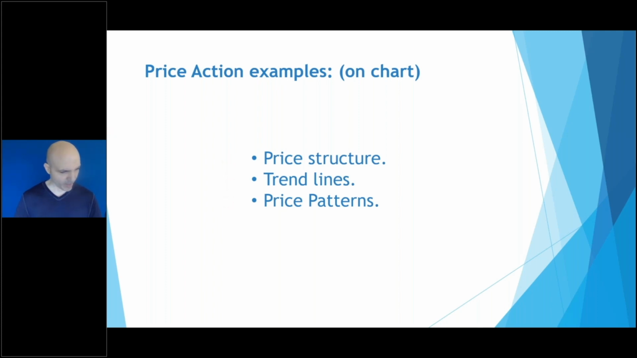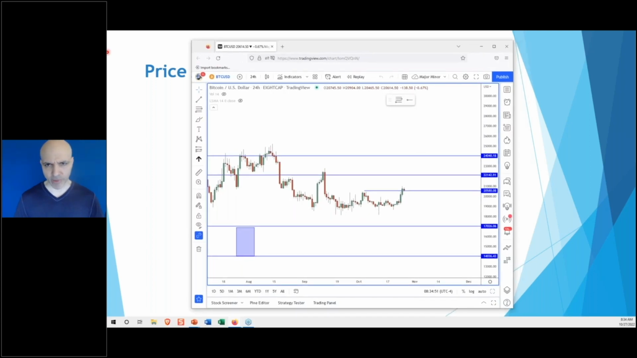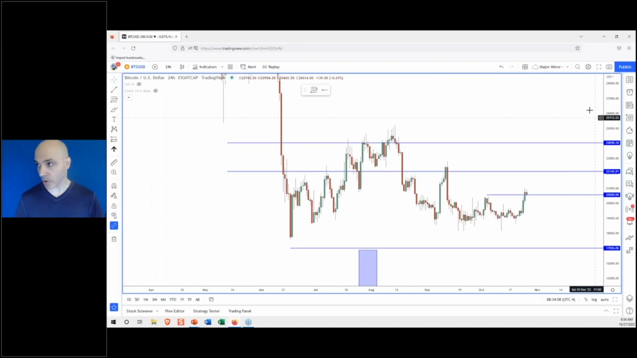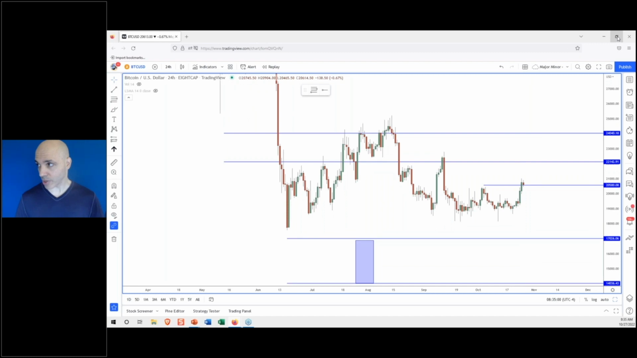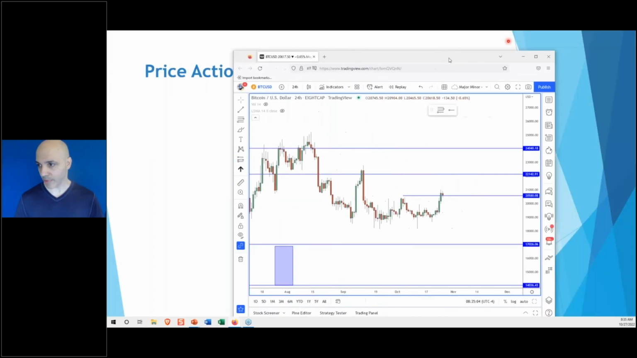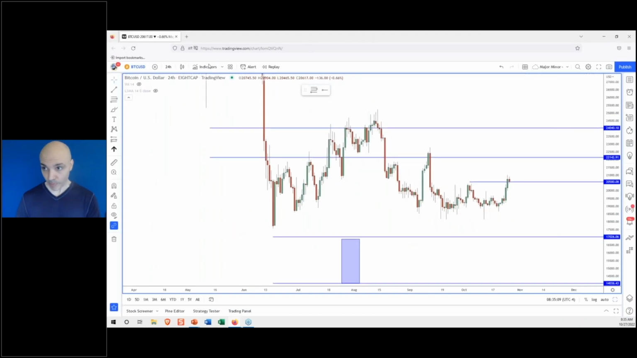Now, let me pull up my chart. Let's see if I can do this without messing up the whole thing here, and you guys can see what's going on. So you guys should be able to see my chart, right? Let me make sure. Yeah, I put my chart on the screen here. This is Bitcoin. All right, so price structure, right? Let's talk about each item here: price structure, trend lines, and price patterns. I have all that going on here on this chart. This is a simple Bitcoin chart.